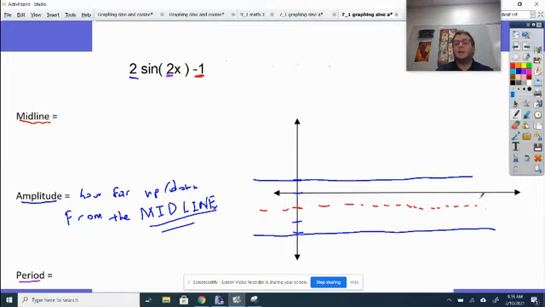So midline, and then I count up from the midline. I don't count up from the x-axis. It's not going to be up here. It's going to be from the midline, always from the midline.